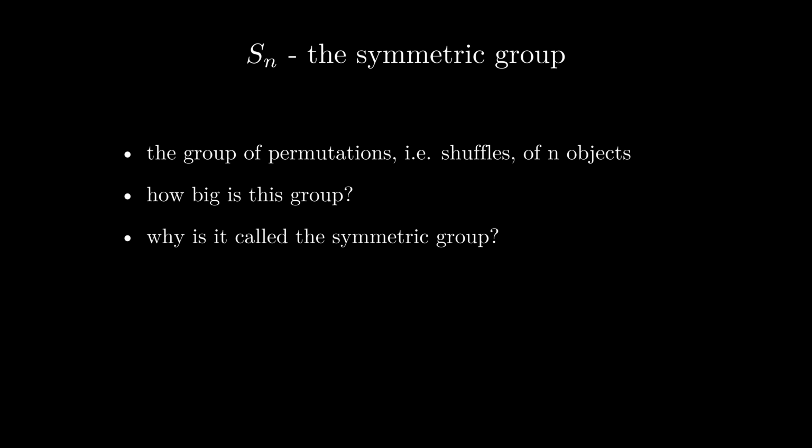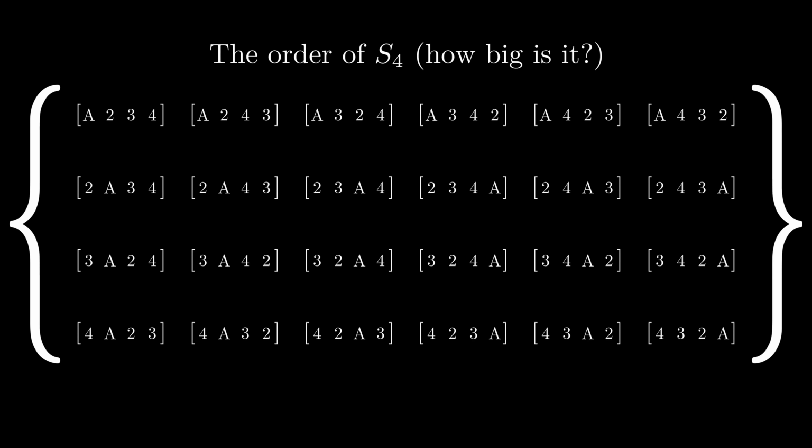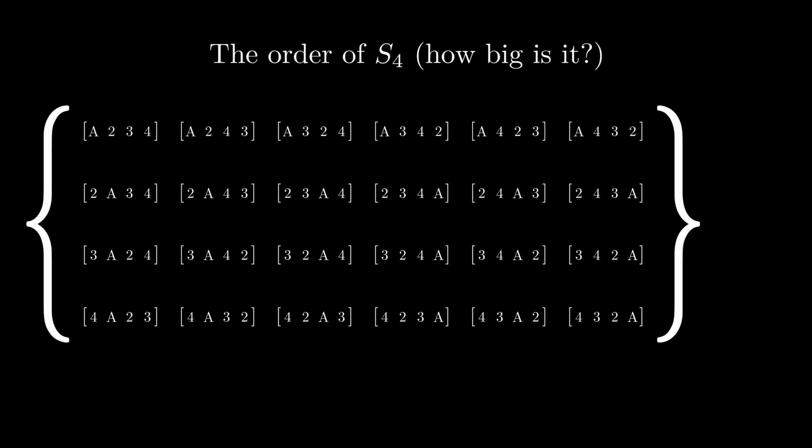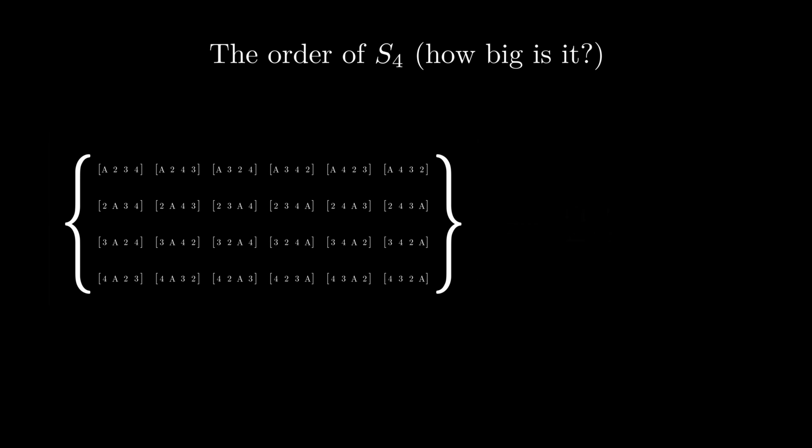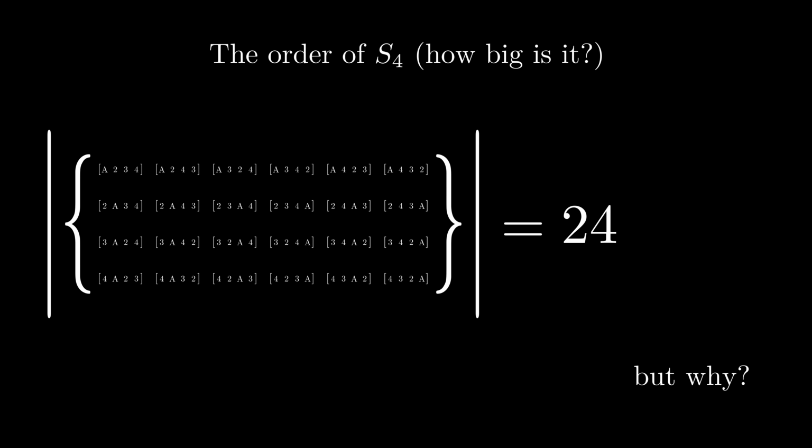How big is a symmetric group of n objects? Let's look at S4, the group of shuffles of 4 objects that we saw before, and see if we can generalize the result. What we want to know is the order of S4, i.e. how many elements are in the set. S4 is not too big, so we can just count them. We see that S4 has 24 elements. But why is this?